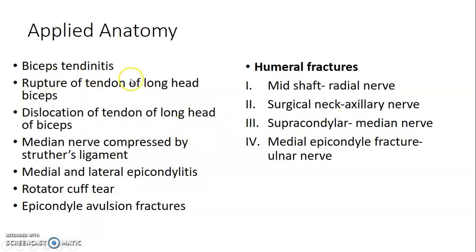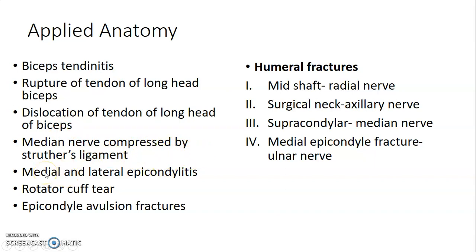So applied anatomy of the arm: you have biceps tendinitis, inflammation of the biceps tendon. You can have rupture of the tendon of the long head of biceps. There could be dislocation of the tendon of the long head of biceps. And the median nerve can be compressed by Struthers ligament, formed by the persistence of the third head of coracobrachialis.